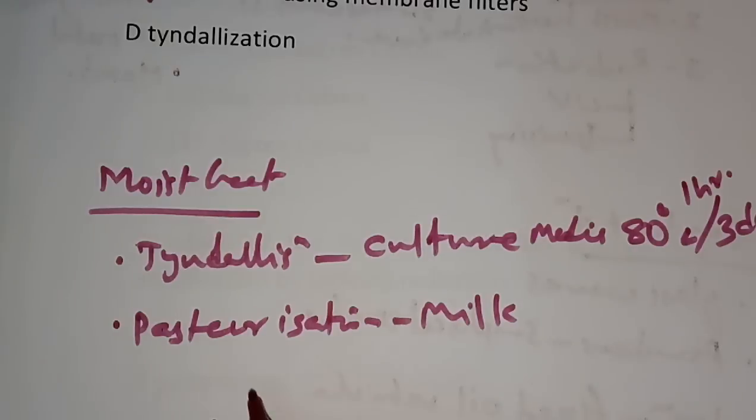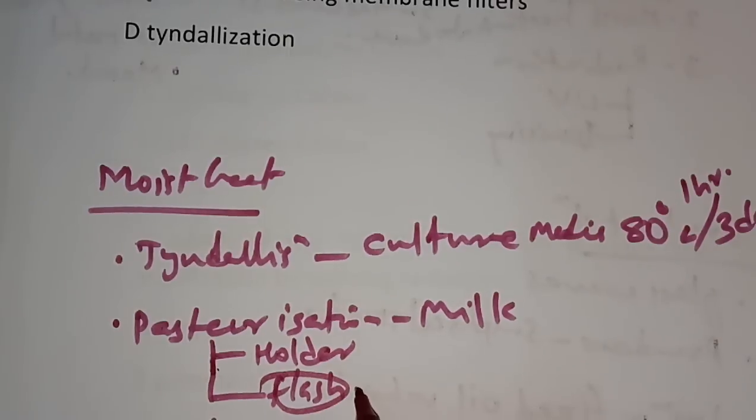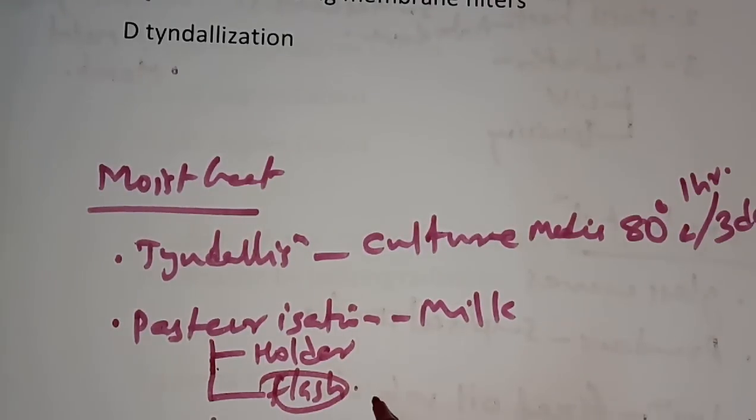In the pasteurization technique, there are two types: one is the holder method, another one is the flash method. Flash is the word, the meaning is like that. That is 71.6 degrees Celsius.